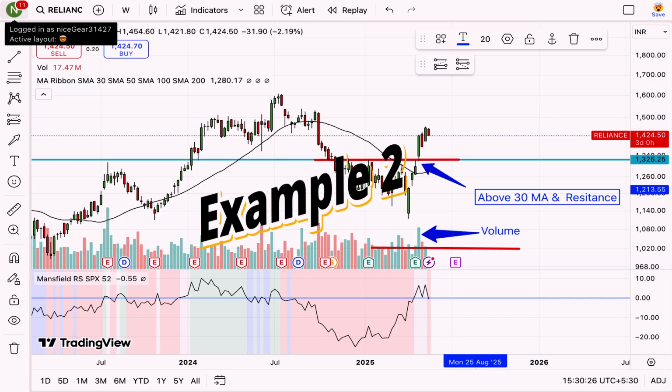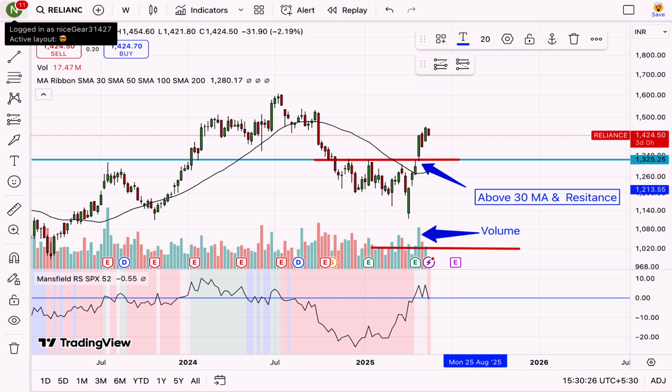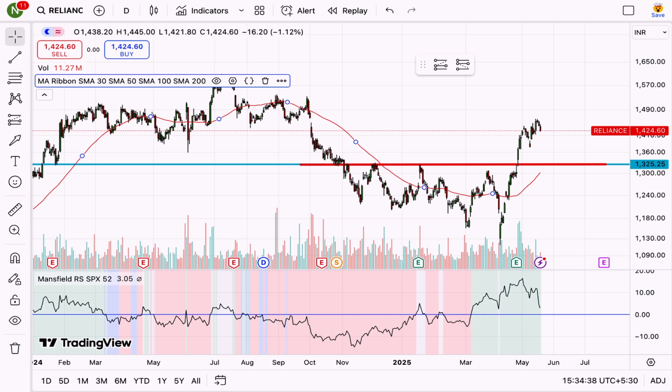Example 2, Reliance Industries. Now look at Reliance. Weekly chart. Price is above the 30 weekly moving average and it's sloping upward. Now Mansfield RS is above the zero line showing relative strength. Daily chart. Price is above the 200-day moving average and the average is rising. Volume on breakout is double the average.